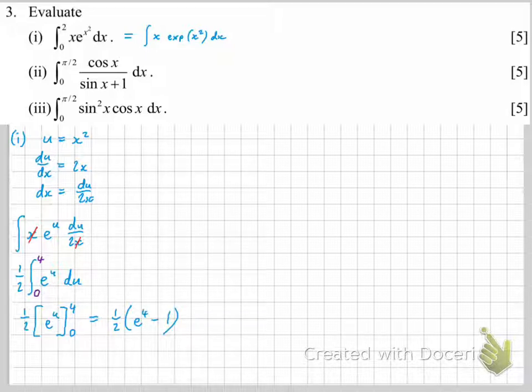Don't go typing that into the calculator and pressing the SD button. That's not helpful. At this level, they will ask you to find the exact value of. So we leave it like that. Okay, part 2.